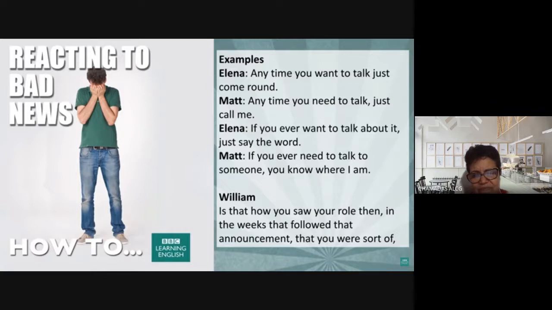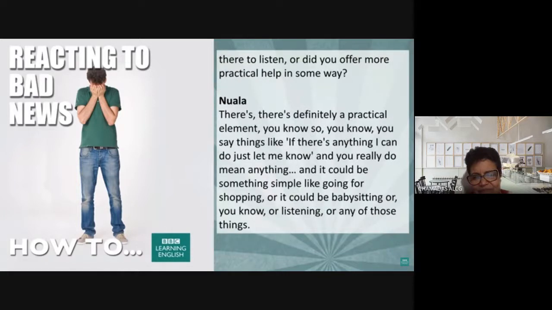Is that how you saw your role in the weeks that followed that announcement, that you were there to listen, or did you offer more practical help in some way? There's definitely a practical element, so you say things like, well, if there's anything I can do, just let me know, and you really do mean anything. It could be something simple like going shopping, or babysitting, or listening, or any of those things.